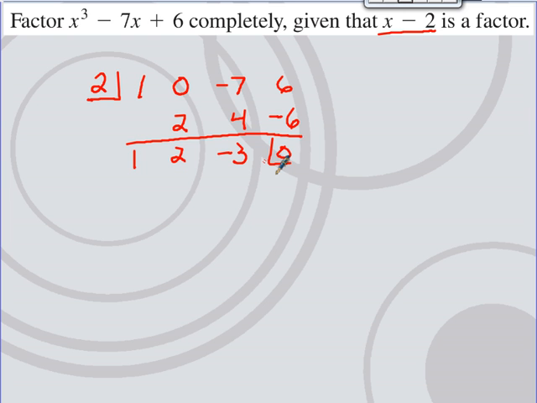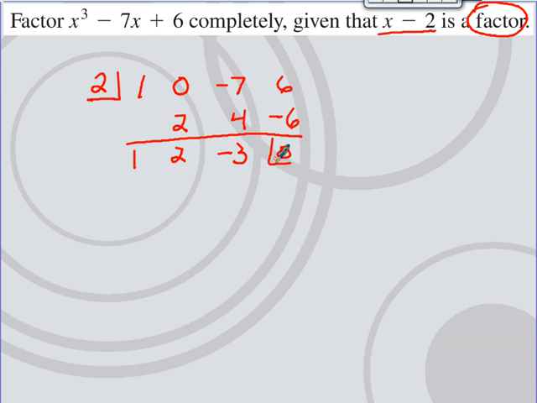If you didn't get a 0 there, they were lying to you. It says it's a factor. Why is 2 a factor of 16? Because it'll divide into it. Why is 9 a factor of 81? Because it'll divide into it. If this is truly a factor, it must divide into it with no remainder.